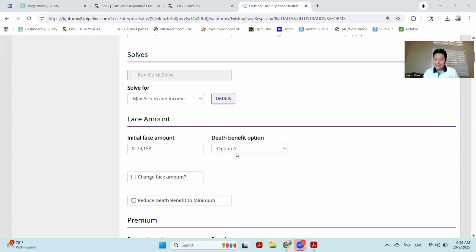If you do option B, then you start with 250,000, but as the death benefit goes up, the cash value that you're gaining gets added to the initial death benefit. So it was 250, but $10,000 cash value went in, then now the death benefit goes up to 260. So even when the client takes out about 10 grand, they still have the initial death benefit amount that they signed up for.